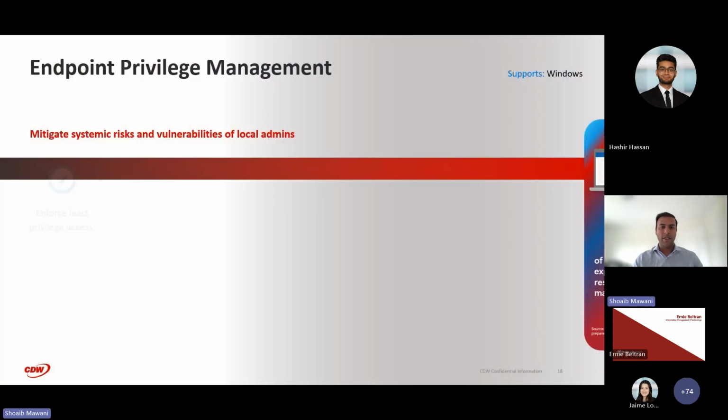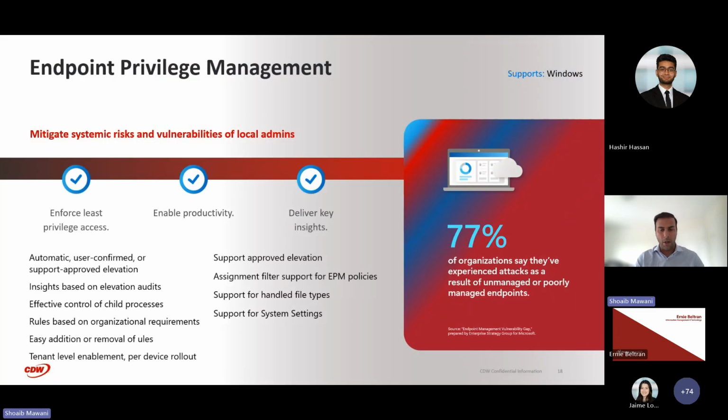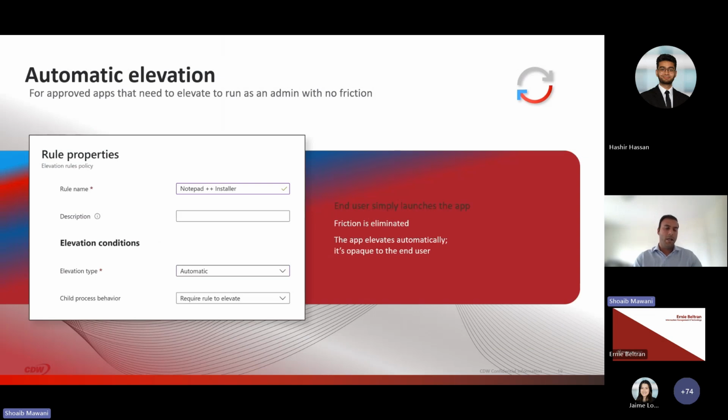Right, next one is endpoint privilege management. Now, endpoint privilege management, I've come across a lot of help desk IT admins that have so many requests from users just wanting to install applications, right? So essentially, endpoint privilege management is giving the user certain admin rights, not full admin, but certain admin rights to be able to install the application on their own, right?